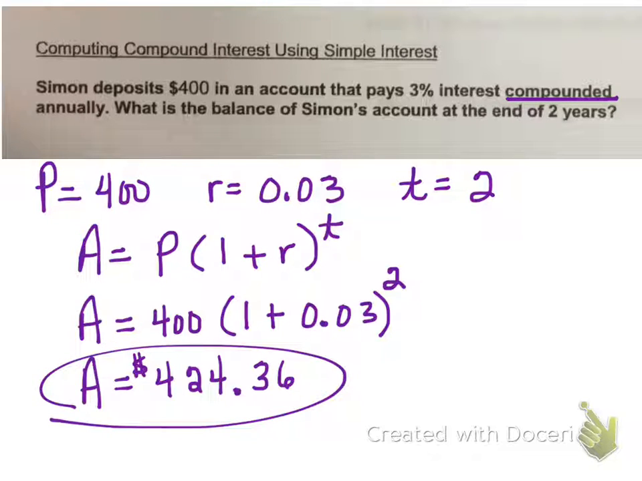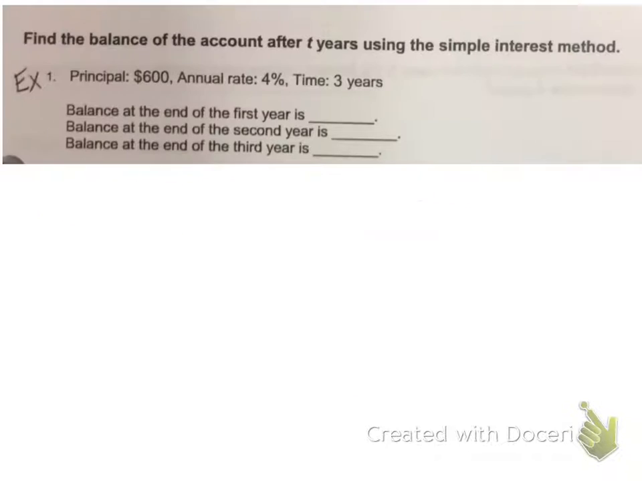Alright, so what this formula does is it's a balance formula. Okay? It's a balance, but the interest is figured different here because it's compounded. You're actually going to make more money in this account than you would in a simple interest problem.